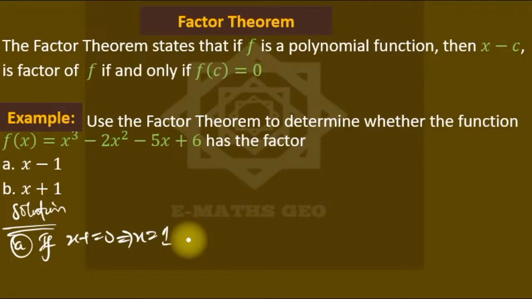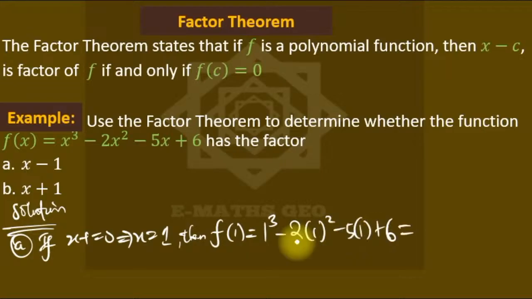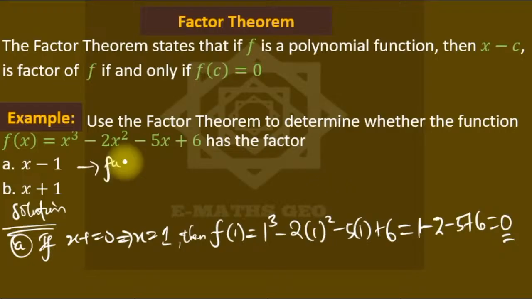So then let's check f of 1. We have 1 cubed minus 2 times 1 squared minus 5 times 1 plus 6. This is 1 minus 2 minus 5 plus 6. 1 minus 2 is minus 1. Minus 1 minus 5 is minus 6. Minus 6 plus 6 is 0. So it's a factor.